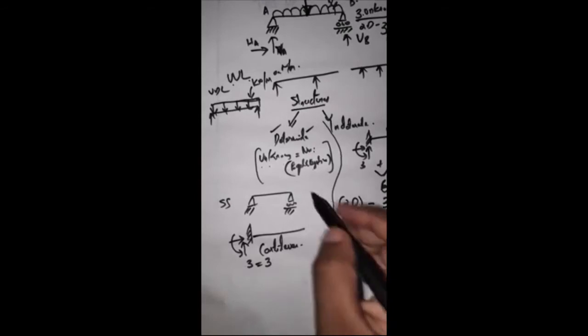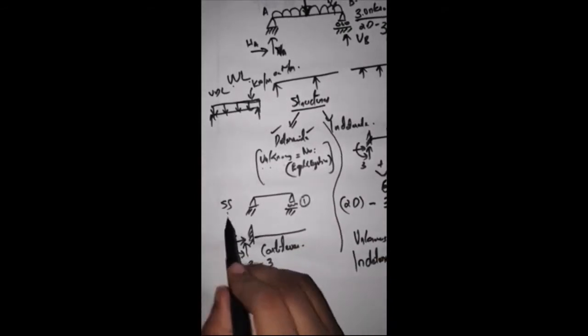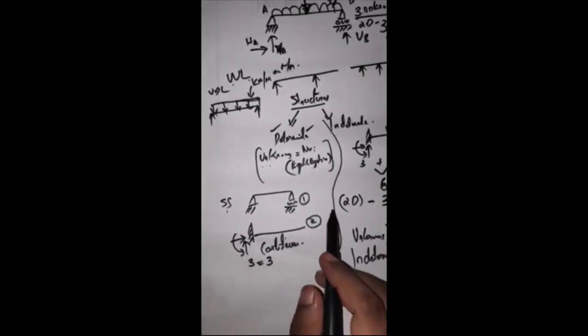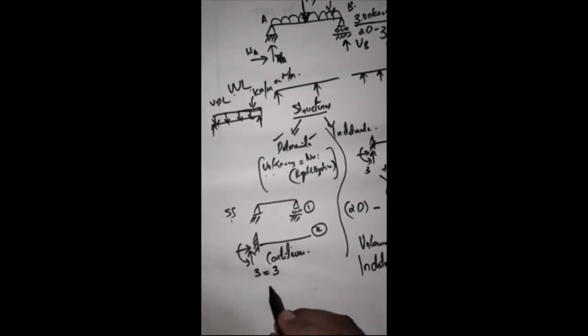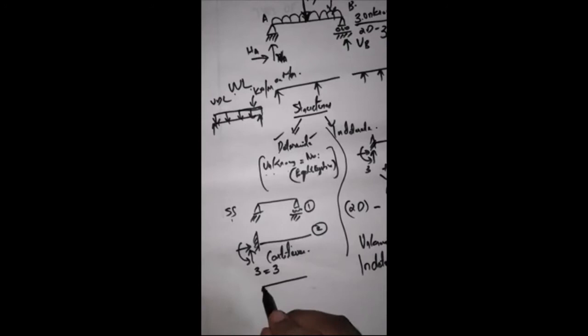So we have to find the reaction in a simply supported beam. Second, we have to draw the bending moment and shear force diagram. So mainly in our TOS 1 we will be dealing with a simply supported beam, then a cantilever beam. Next one will be an overhanging beam.